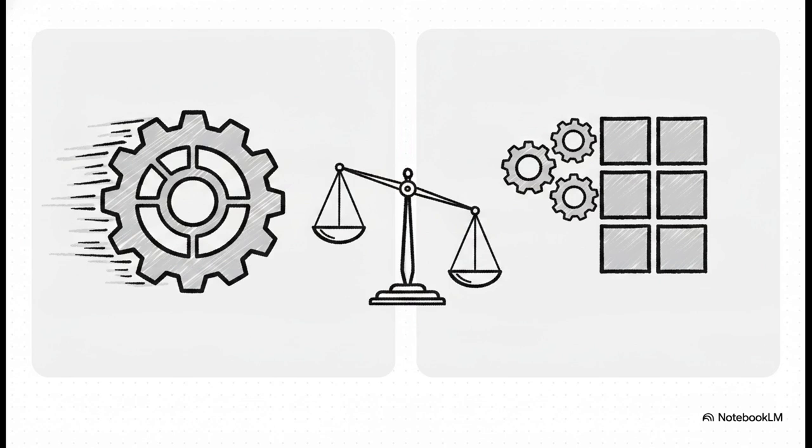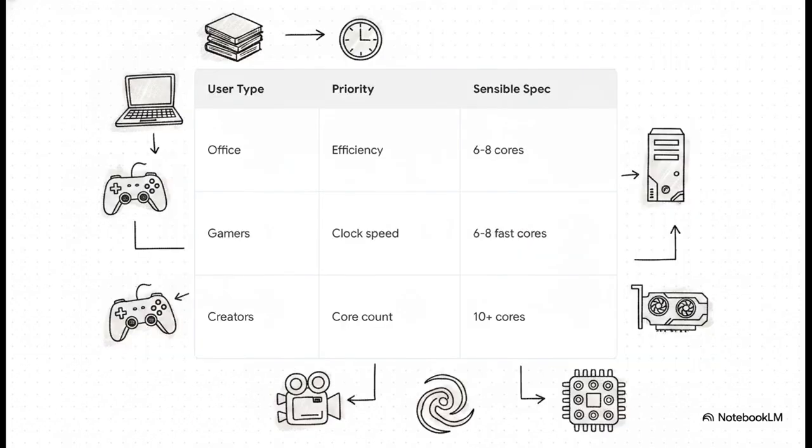They dynamically balance high-power performance cores with battery-saving efficiency cores. You'll see this with Intel's P-cores and E-cores, or AMD's Zen 5 and their compact Zen 5C architecture. Let's make this totally practical with a quick buyer's matrix.